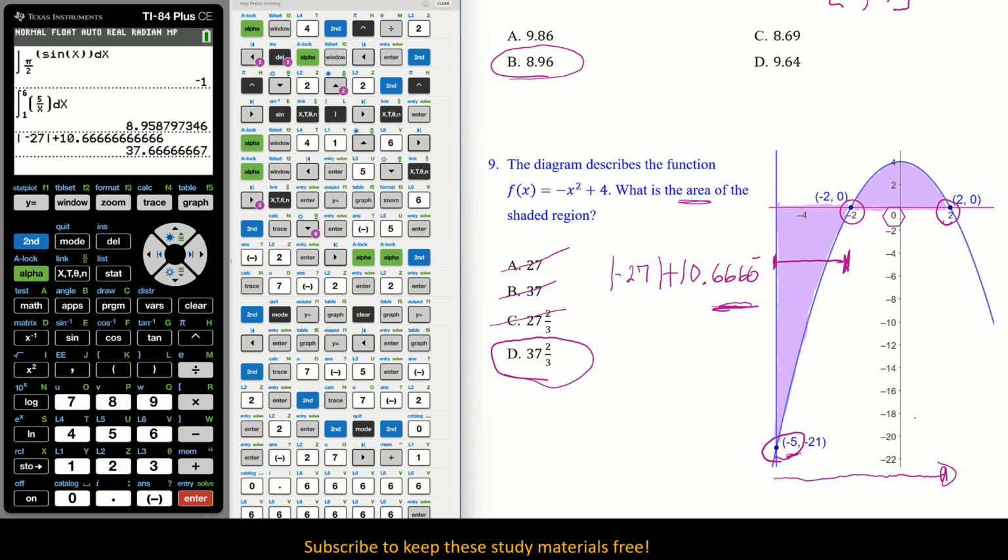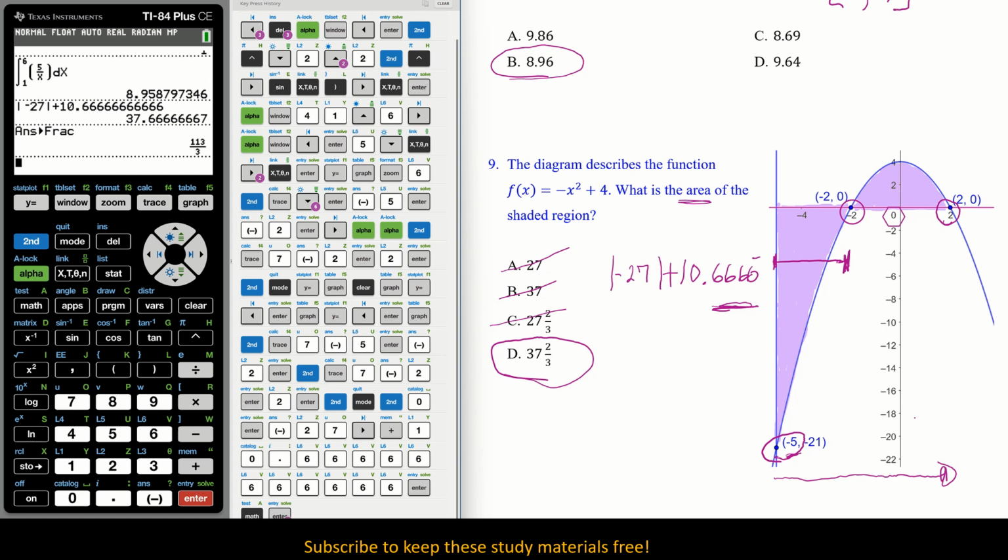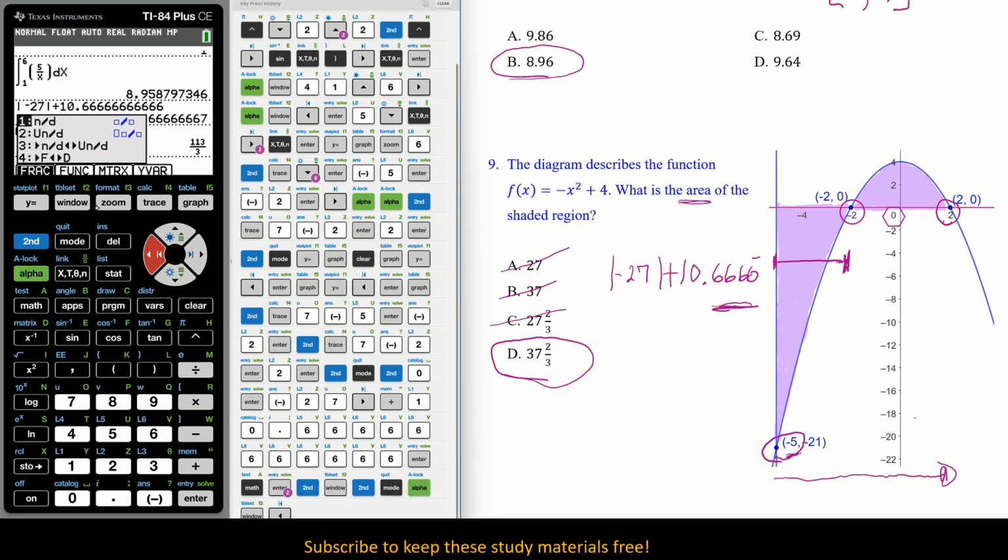All right. So then, obviously, to get that fraction, math, and enter again. Oh boy. We're going to have to change it again. Okay, we know what the answer is, but this is a good way just to see an exact answer. Well, we know that the denominator has to be 3. That's a dead giveaway. Okay, let's see. Second window. Uh-oh, sorry. That should be alpha window. Back out of that. Alpha window. Okay, then I arrow over and I want number 2.